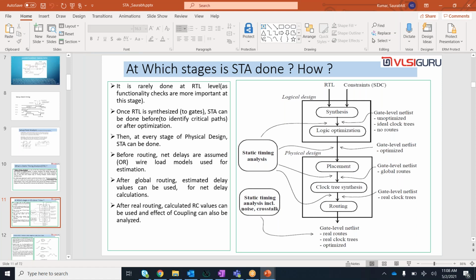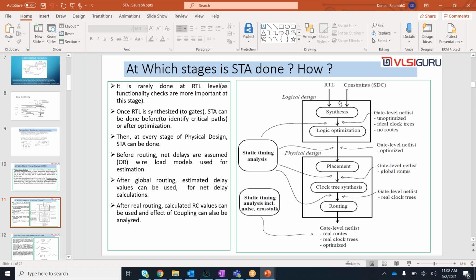ठीक है. So yesterday also we discussed, like, when we do the static timing analysis. You can see here, this is the RTL, this is the SDC constraint. We did the synthesis. After synthesis, we have the gate level netlist unoptimized here. We did the logical optimization, so we have the gate level netlist optimized. After this we will take the physical design.